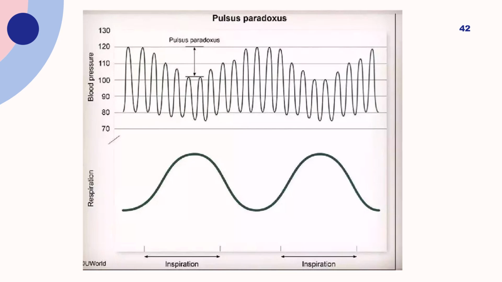As you can see in this figure, pulsus paradoxus is an exaggerated version of the normal slight decrease in blood pressure, which occurs during inspiration. This normal decline is usually imperceptible, but in cases of pulsus paradoxus, this difference in pressure is greater than 10 millimeter of mercury.